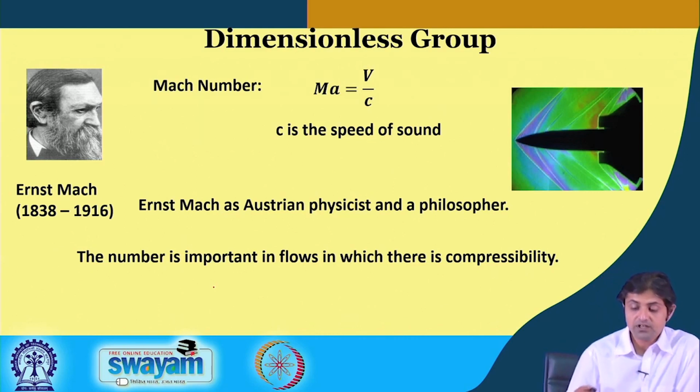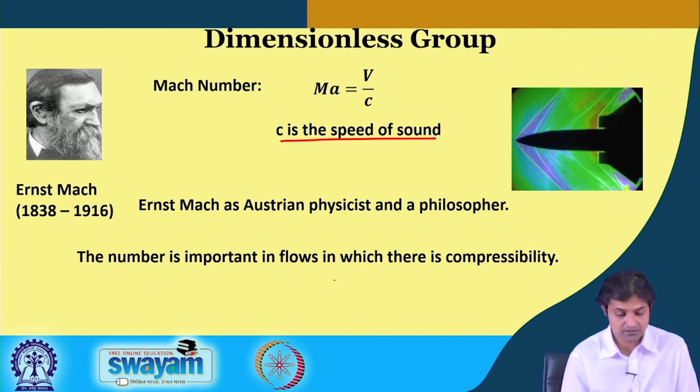Mach number is a ratio of V by C. Here C is the speed of sound, and it was given by Ernst Mach, an Austrian physicist and philosopher. The number is important in flows in which there is compressibility, because it has to do something with the speed of sound as well.